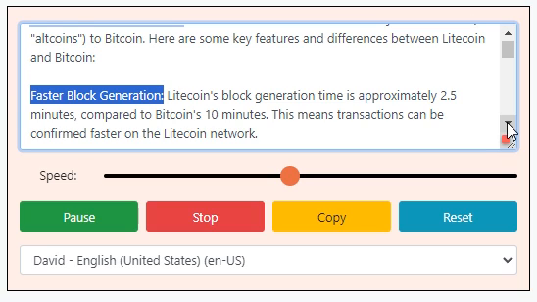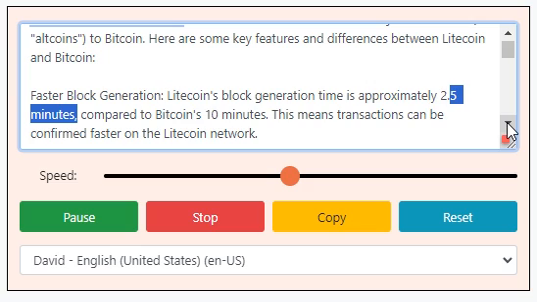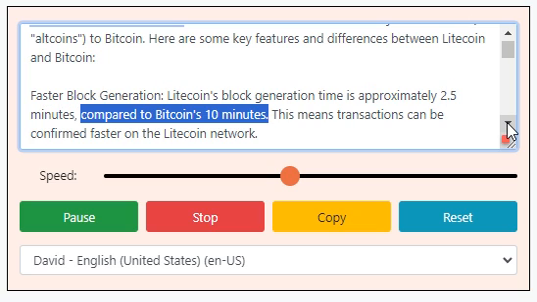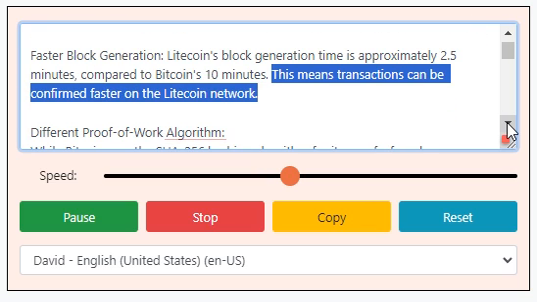Faster block generation. Litecoin's block generation time is approximately 2.5 minutes, compared to Bitcoin's 10 minutes. This means transactions can be confirmed faster on the Litecoin network.